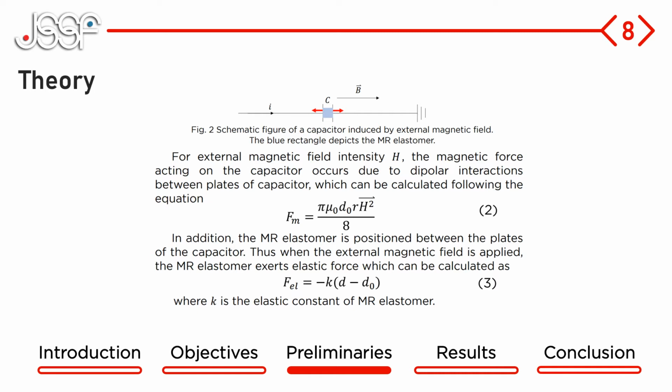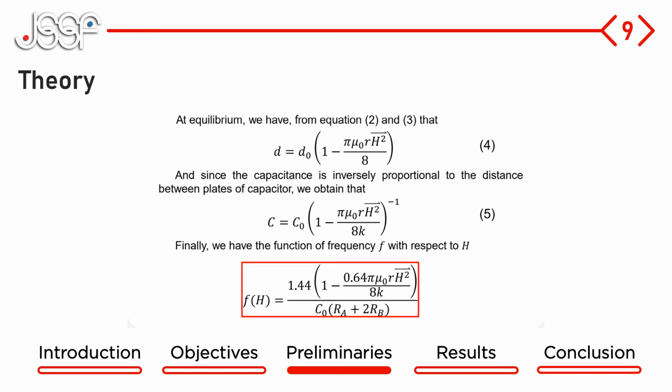We assume that the magnetic force is an elastic force acting on the magnetorheological elastomer. Therefore, we can write it in the form of Hooke's law in equation number 3. From now on, we can transform the equation into the form that shows the final distance between plates in equation number 4 and the form that shows the final capacitance of the capacitor in equation number 5.